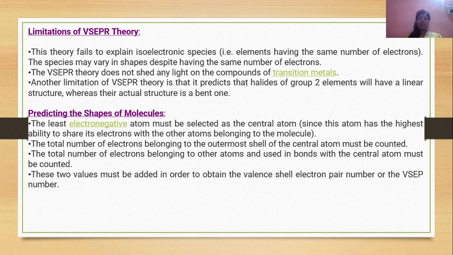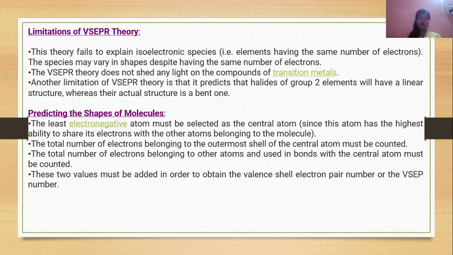And next, the VSEPR theory does not shed any light on the compounds of transition metals. It doesn't explain the shapes of transition metal compounds. Another limitation of VSEPR theory is that it predicts the halides of group two elements will have a linear structure, whereas their actual structure is bent. So, group two elements means beryllium, magnesium, calcium, or beryllium chloride, magnesium chloride, etc. Their structure will be linear according to VSEPR theory, whereas their actual structure is bent. So VSEPR theory doesn't shed any light on this. This is another limitation of VSEPR theory.